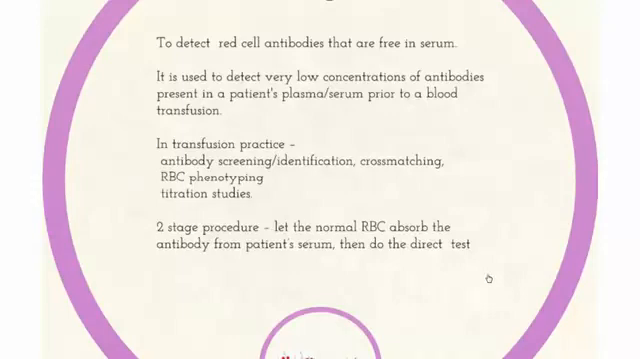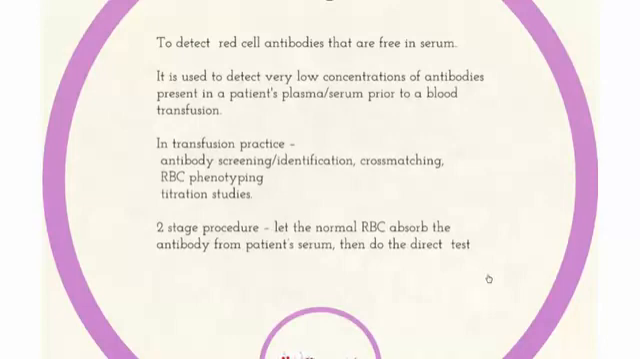Generally, direct Coombs test has only one stage, because we take the patient red blood cell and we put in the AHG, and then we see whether the patient has positive or negative reaction. But the IAT has two-stage procedure. First, we will have to incubate the patient serum with the normal RBC. The normal RBC does not come from the patient. So first we incubate the patient serum to the normal RBC.